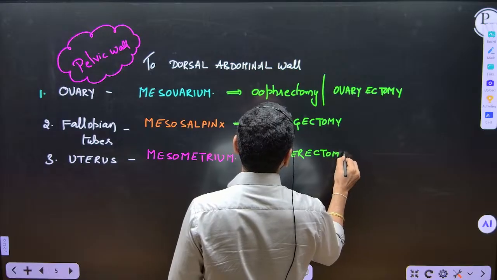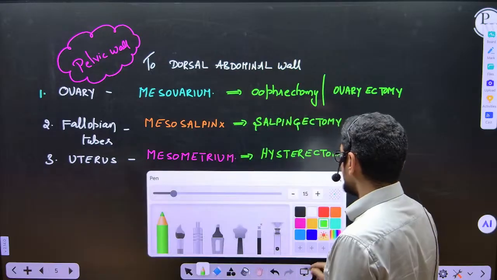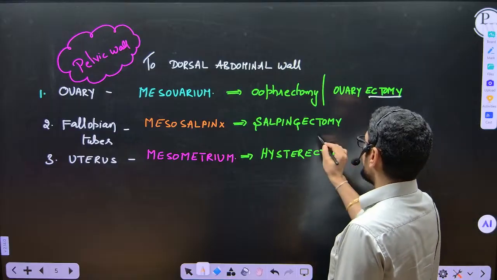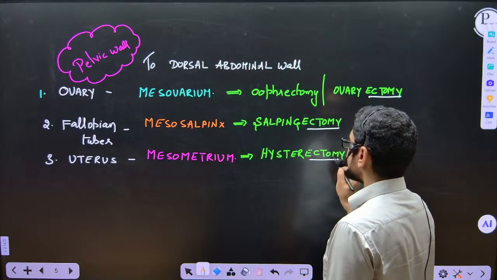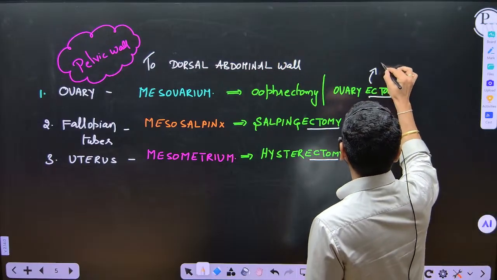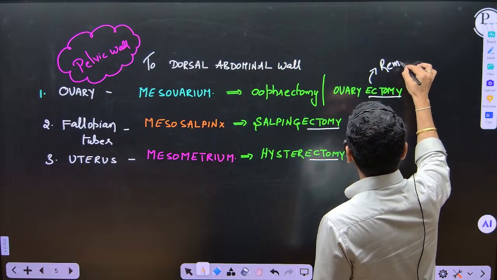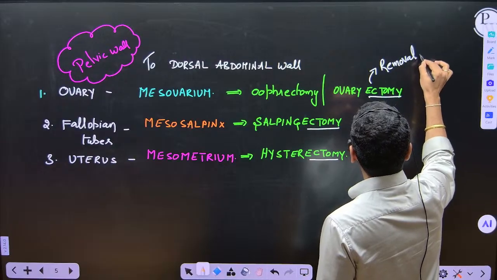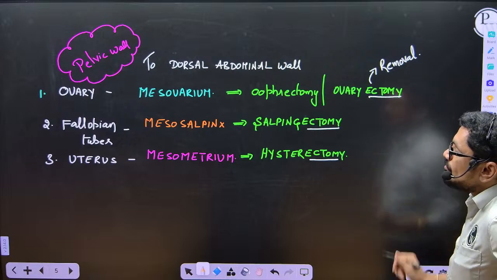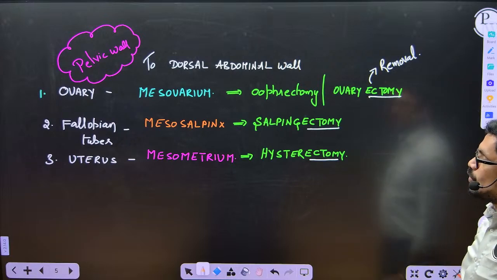Hysterectomy. My dear friends, see the board. There is one common word here: ectomy. Ectomy means removal. Whenever you come across this word, ectomy means removal. So removal of ovary is called oophorectomy.